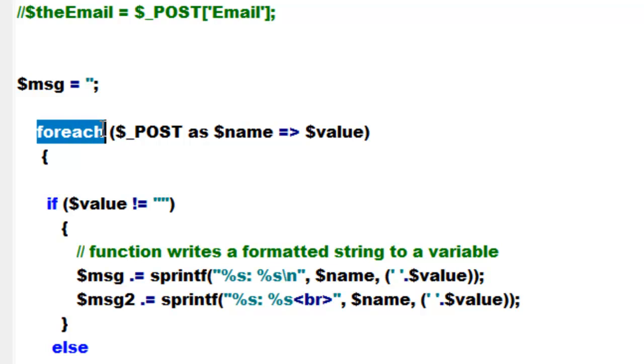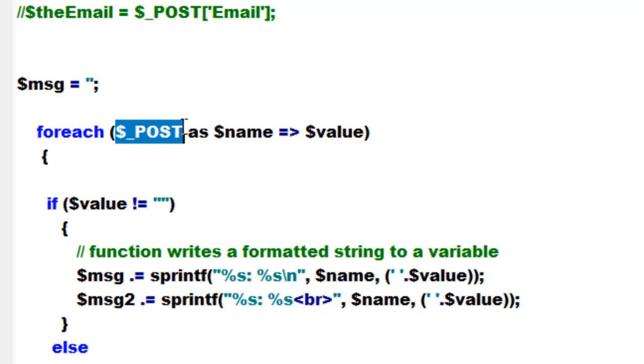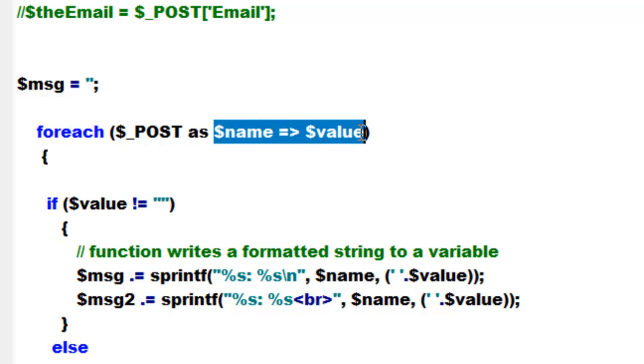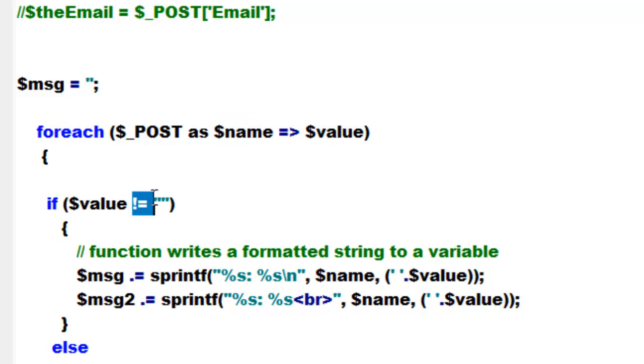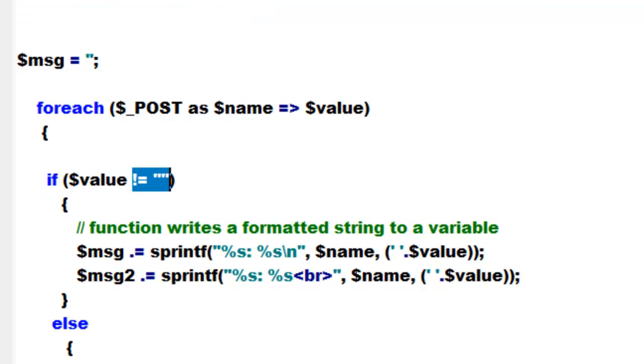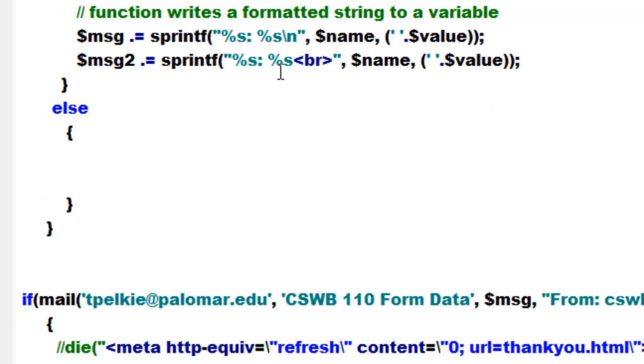We have a for each loop, and $_POST is a built-in variable in PHP that collects all the name value pairs. So we're looping through all the name value pairs, and for those where the value is not equal to nothing, we're formatting them in this format. This is a printf function, and we're formatting them essentially as name : value with a line break. Every time we go through the loop, we're adding another name value pair to our string.